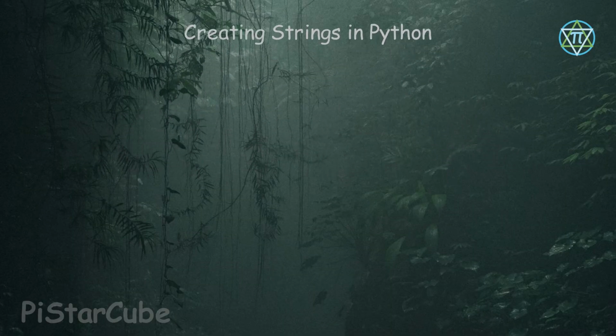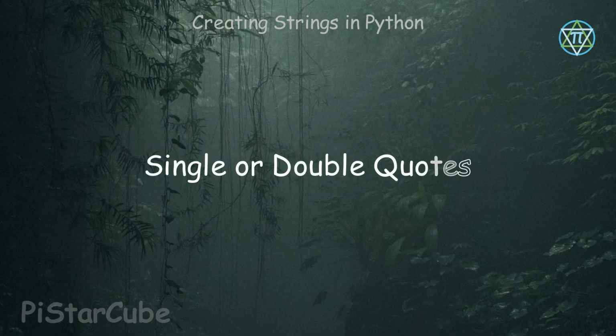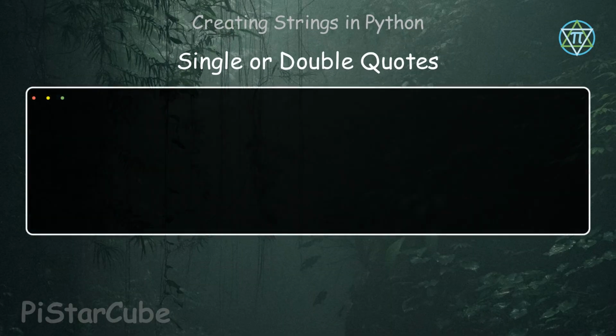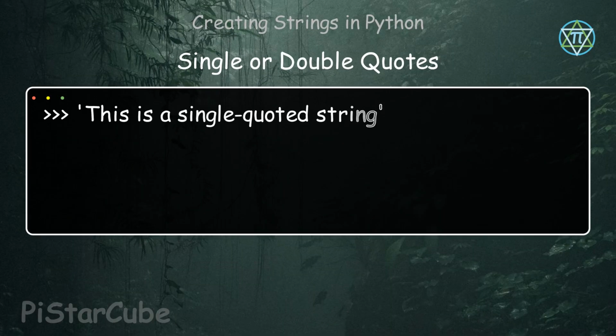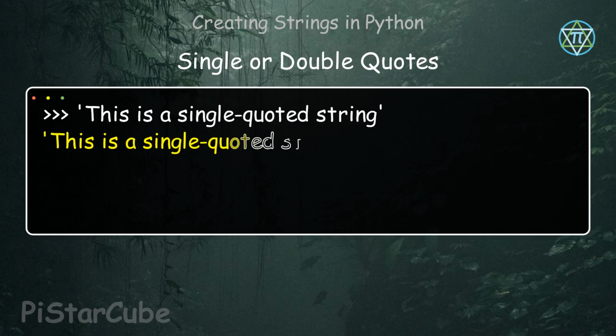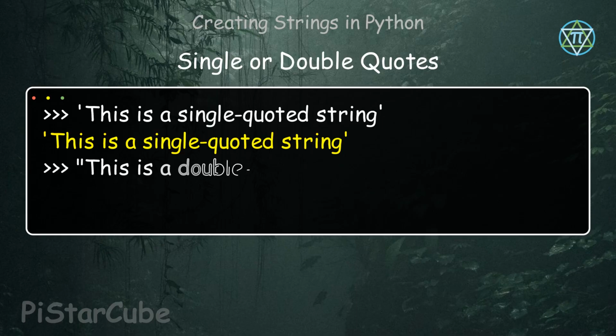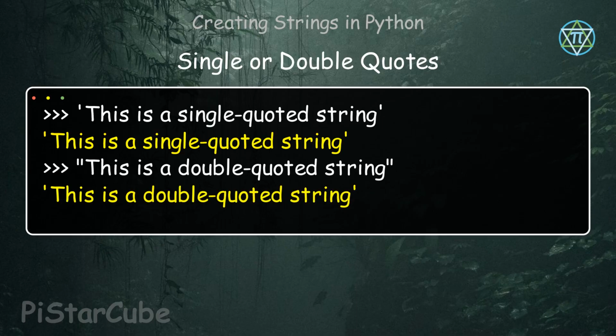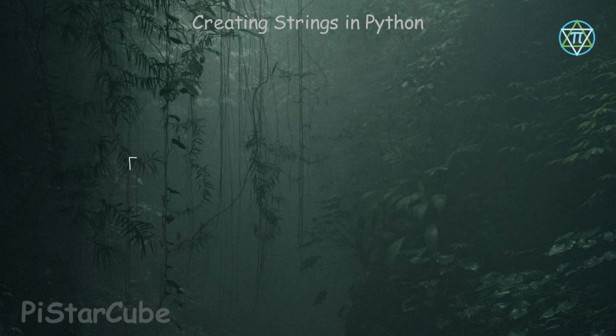Let's start with something simple, creating strings. In Python, a string is just text and you can write it using either single quotes or double quotes. Think of it as having a single-quoted string or a double-quoted string. Both work exactly the same. Python doesn't mind which one you use as long as you open and close with the same type. And that's how easy it is to make a string in Python.